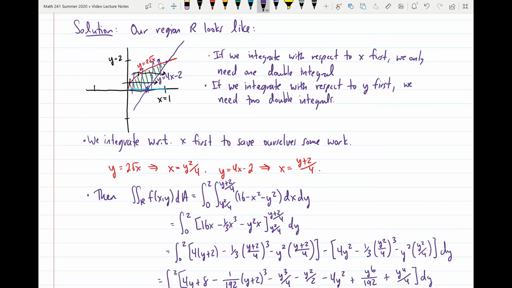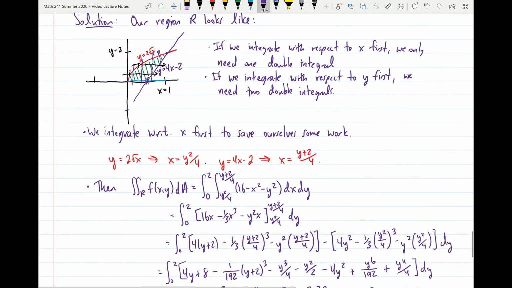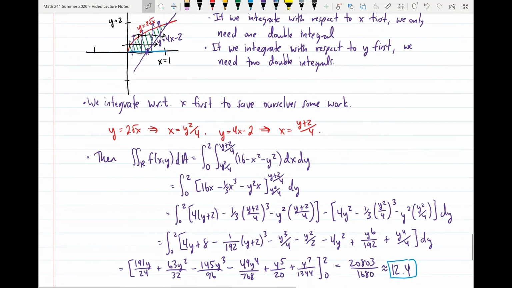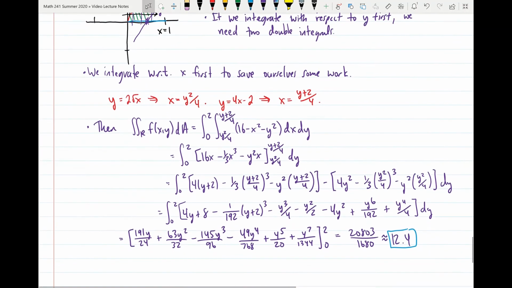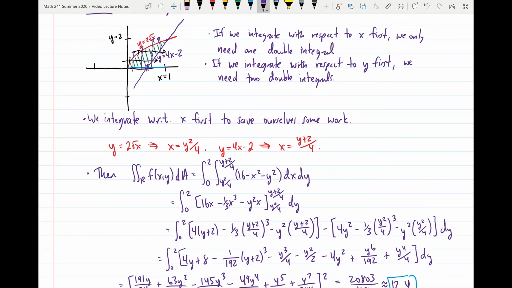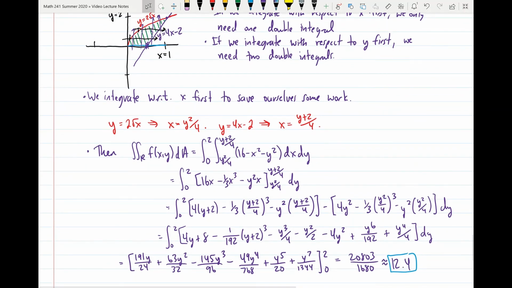So again, we're going to integrate with respect to x first, because then we only need to do one double integral as opposed to two, and we're always interested in saving ourselves some work. But to do that, we need to take these functions in x and convert them to functions in y. So we take y equals 2 times the square root of x, which implies x is equal to y squared over 4. So now we have a function in y giving us x. And y equals 4x minus 2 implies that x is equal to (y plus 2) over 4. So that'll be our second function in x.